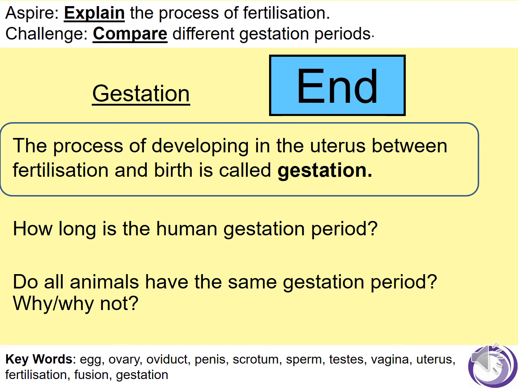So I would hope that you know that the human gestation is 9 months long. So that's the period between fertilization of the egg and the sperm and the birth of the baby. So do all animals have the same gestation period? No, they don't. And if not, why not?